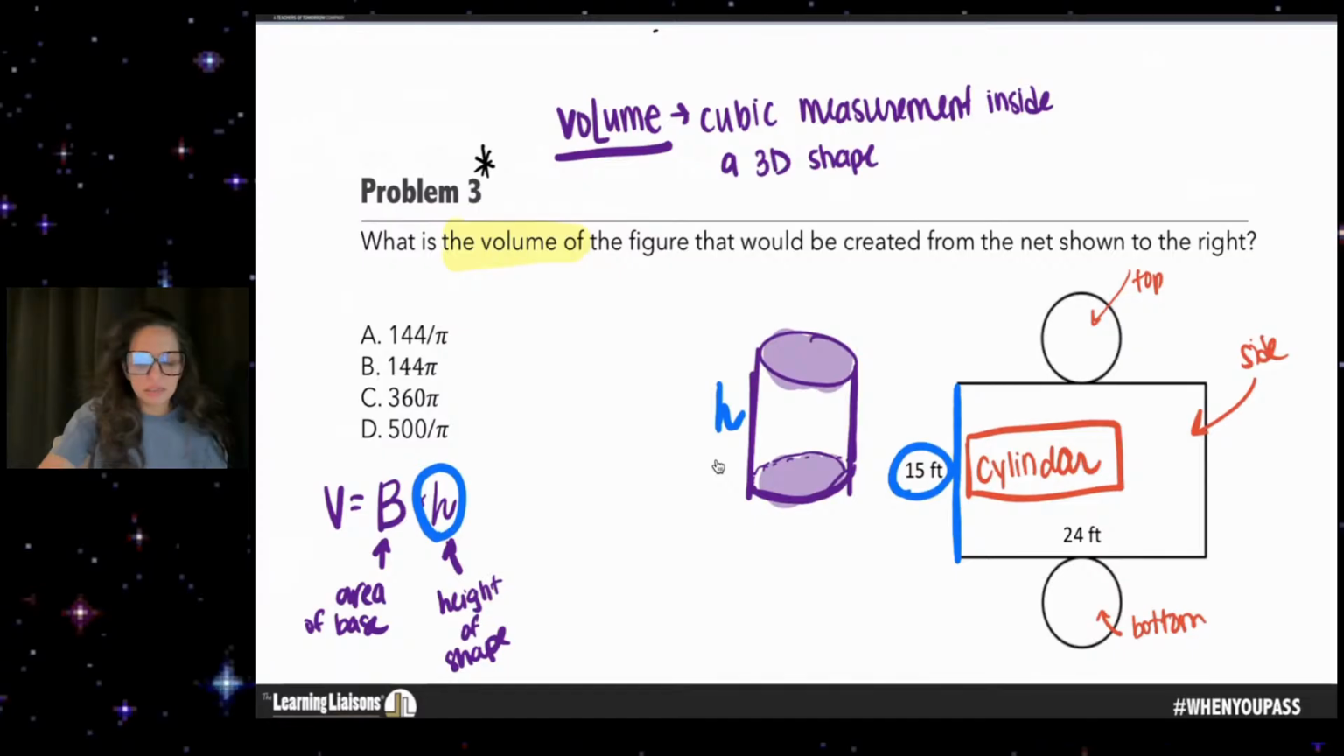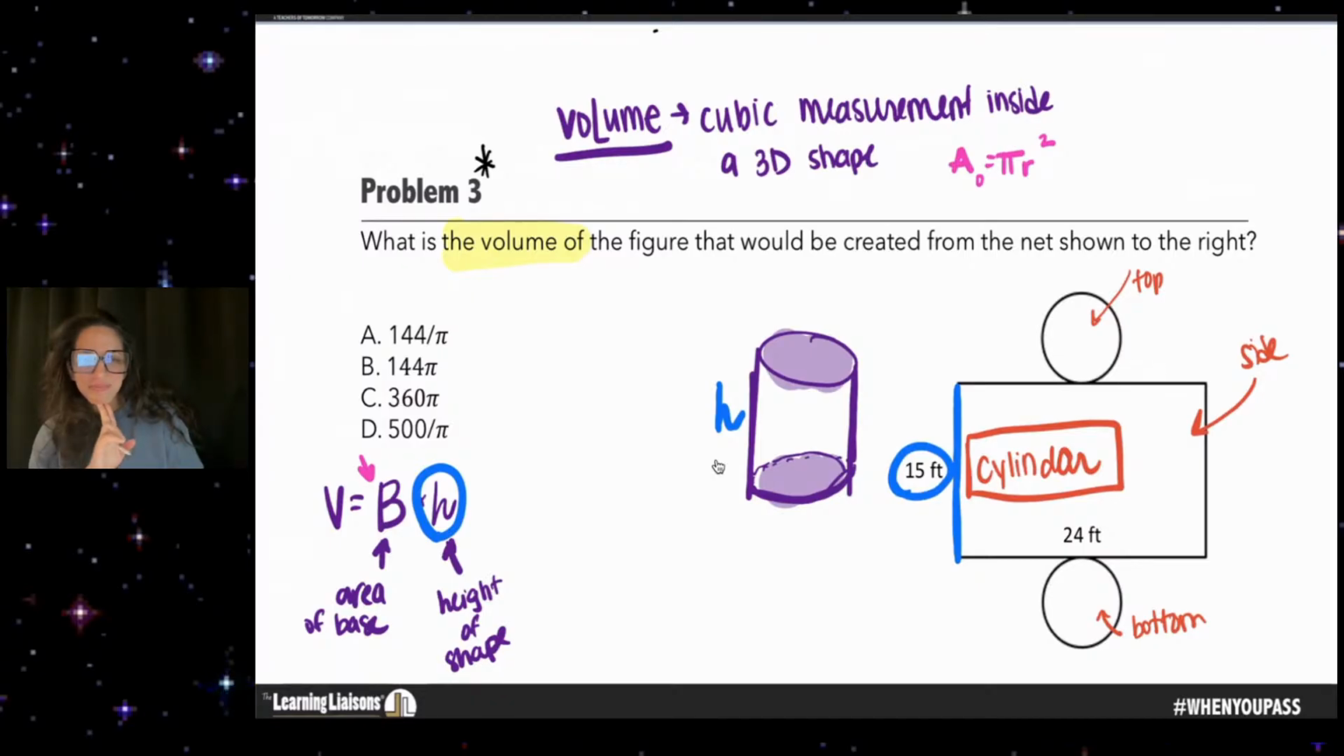Area of the base. So I need the area formula for a circle. Area of a circle equals pi r squared. Did they give me my radius? They did not. What did they give us, though? The only other measurement that they gave us that we haven't used yet is 24. What is 24 in relation to my circle? My circumference.